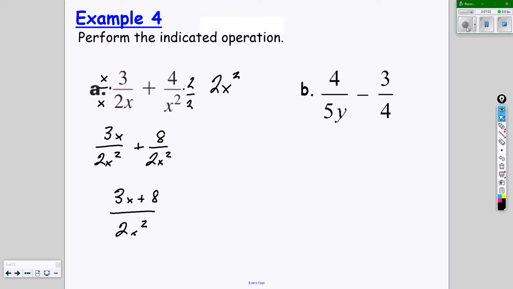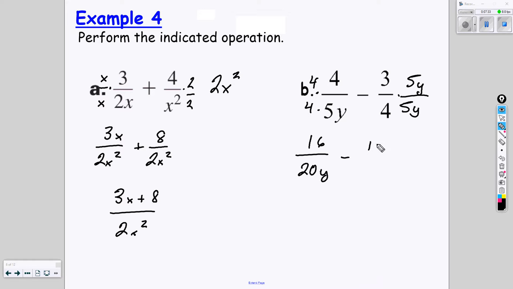In part B, the least common denominator, since they have no like factors here, would be just multiplying by the other denominator. So we could get a least common denominator in that first fraction by multiplying by 4 over 4. And then we could get a least common denominator in the second fraction by multiplying by 5y over 5y. If we do that, we get 16 on 20y minus 15y on 20y. And then we could combine these, and we would get 16 minus 15y on 20y.